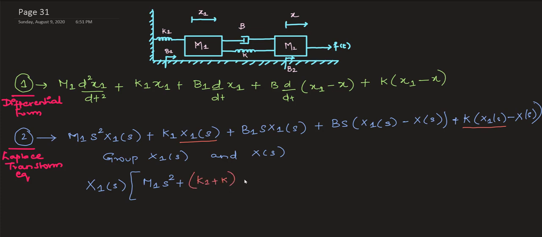So I am grouping my x1 of s, which is the Laplace representation of displacement x1, and x of s, which is the Laplace representation of your displacement x. So grouping them together, I am going to get two terms which are common to x1 of s and the other terms common to x of s, and that is going to be my equation. Good.